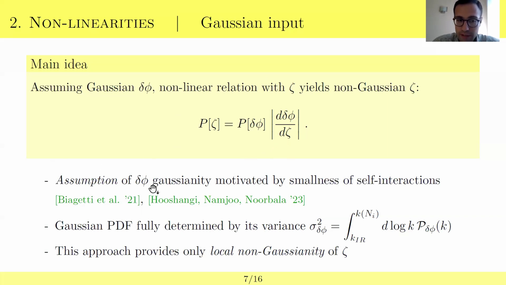And the idea is the following. We assume, and this is an assumption to which we'll come back later, that delta phi is Gaussian. This is motivated by the fact that self-interactions of the inflaton are slow roll suppressed. Therefore, we can compute its Gaussian PDF by just giving its variance, which is the log integral of the power spectrum computed in linear perturbation theory. And with this Gaussian PDF, we feed it into this relation where the nonlinear relation between zeta and delta phi is given by the delta N relation. And this provides a non-Gaussian PDF for zeta, even if delta phi is Gaussian.